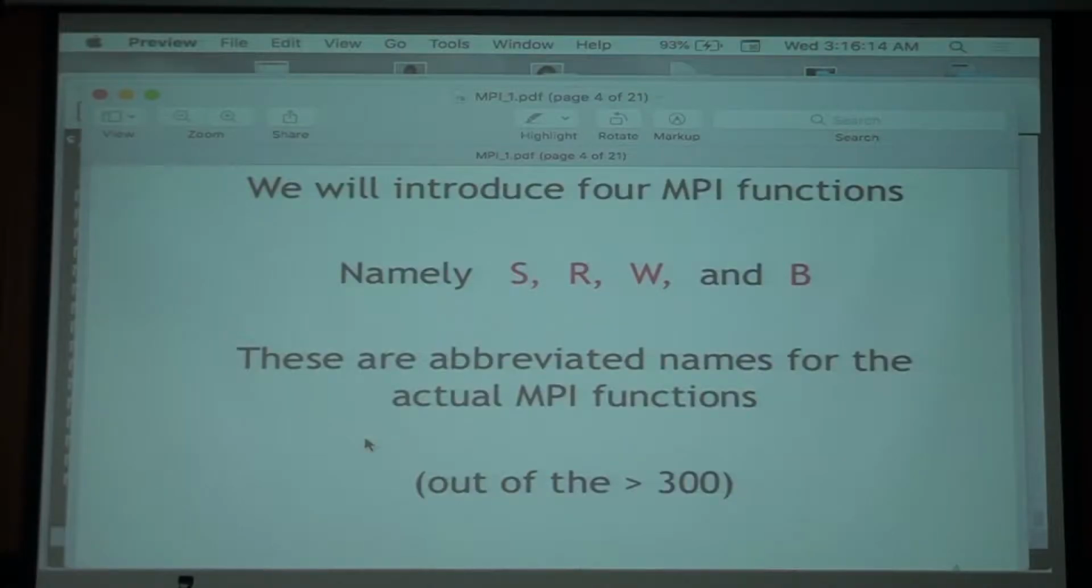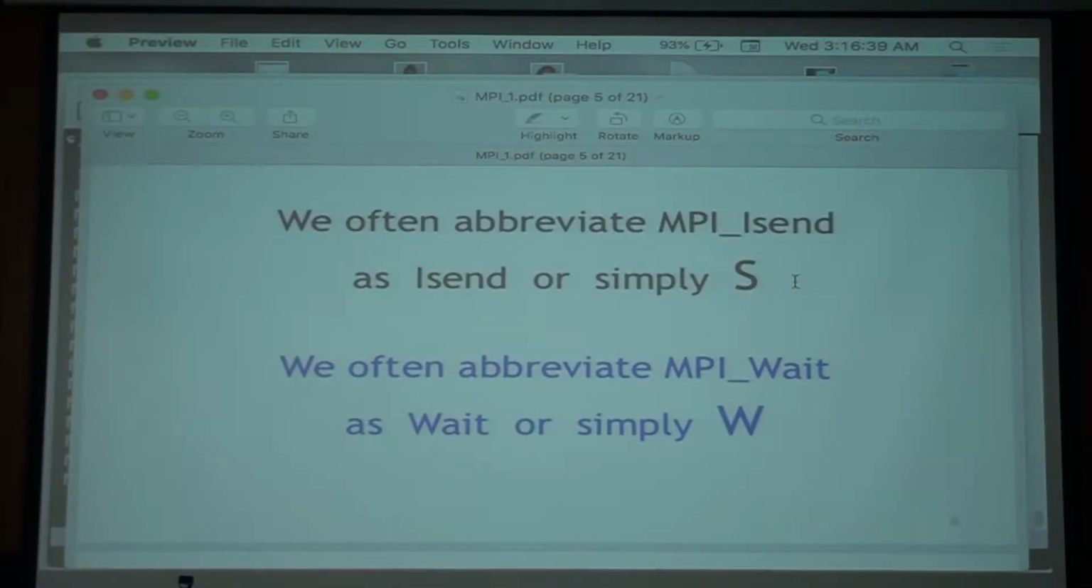So we'll introduce 4 MPI functions and call them by simple names for some discussions. Some discussions we'll use the full names. The names are send, receive, wait, and barrier. They are very specific commands I'm talking about. The actual send I'm talking about by the letter S is MPI_send. That's the function name. Sometimes I'll call it iSend. I leave out this MPI_. It keeps happening all the time.